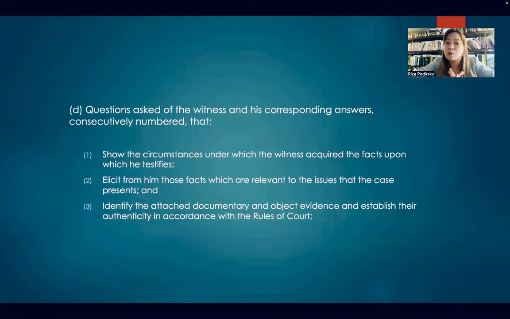So next would be the questions asked of the witness and his corresponding answers, consecutively numbered, that first, show the circumstances under which the witness acquired the facts upon which he testifies. Yun sa niya pagkaibaw, all the facts must be stated there. Elicit from him those facts which are relevant to the issues that the case presents, and identify the attached documentary and object evidence and establish their authenticity in accordance with the rules of court.